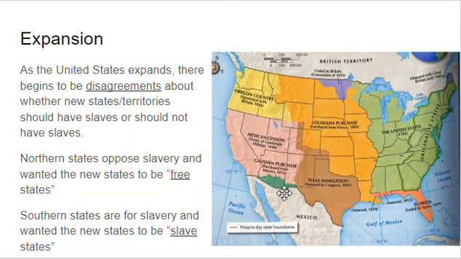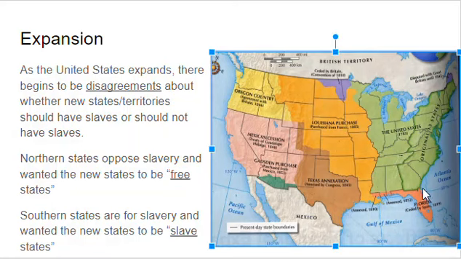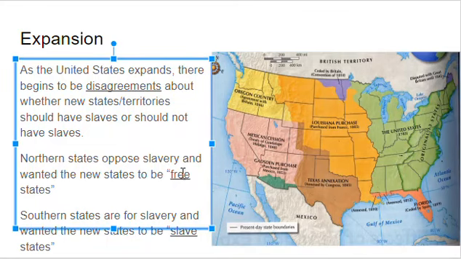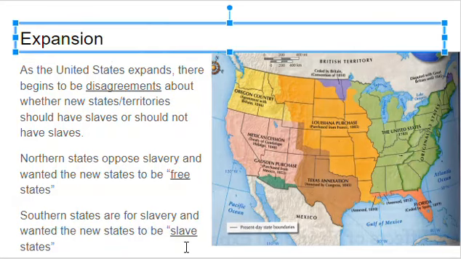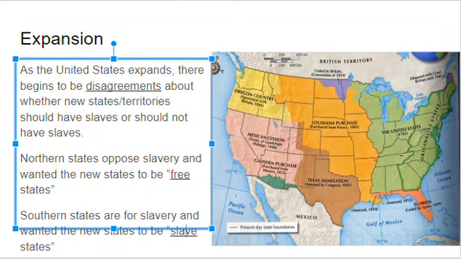Next, we're going to go into expansion. Our last unit talked about how we got Florida, the Louisiana Purchase, the Texas annexation, the Mexican cession, the Oregon Territory. But as the United States expands, there begins to be disagreements about whether the new states/territories should have slaves or should not have slaves. Northern states opposed slavery and wanted the new states to be free states. And free states means that slavery is not allowed. Southern states are for slavery, and they wanted the new states to be slave states. And that means slaves are allowed there.